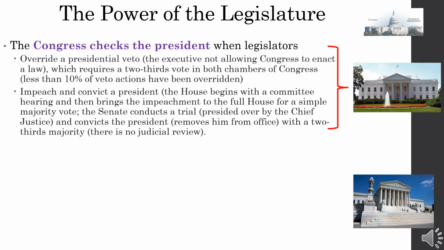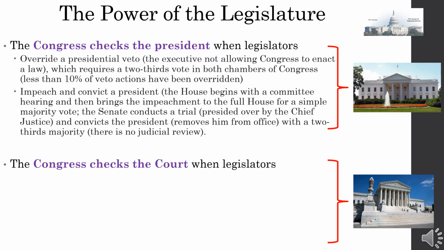If they vote yes, they've impeached the president. The Senate then conducts a trial, which is presided over by the Chief Justice of the United States Supreme Court, and they convict the president or remove him from office with a two-thirds majority. And there is no judicial review. The courts can't come in and say, well, Congress did it right or wrong. Congress does it any way they want.